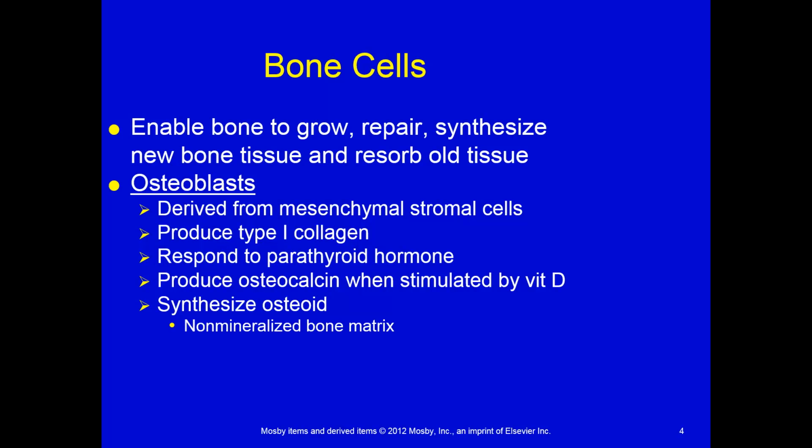We know that bone cells enable the bones to grow, to repair, to synthesize new tissue, and also to resorb old tissue. And in order to do those functions, bone contains 3 different types of cells, right? We have the osteoblasts, the osteocytes, and osteoclasts. So let's spend a little bit of time this morning talking about each one of those 3. The first type of cell we're going to talk about are the osteoblasts. This is probably a review: osteoblasts are your bone-forming cells.